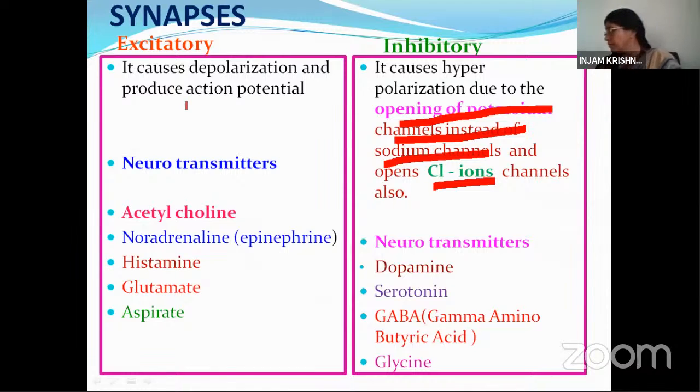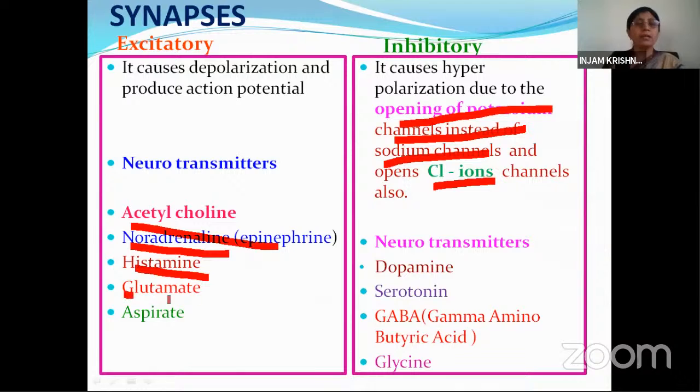See, the excitatory neurotransmitters are acetylcholine, noradrenaline, epinephrine, histamine, glutamate, aspartate. These are the excitatory neurotransmitters. If this kind of neurotransmitter is released from the presynaptic membrane, it is received by the ligand channels and activates the sodium ion gated channels. So normally an action potential is generated.